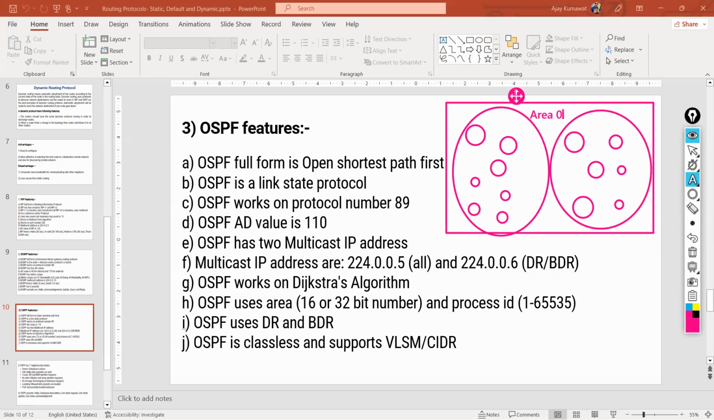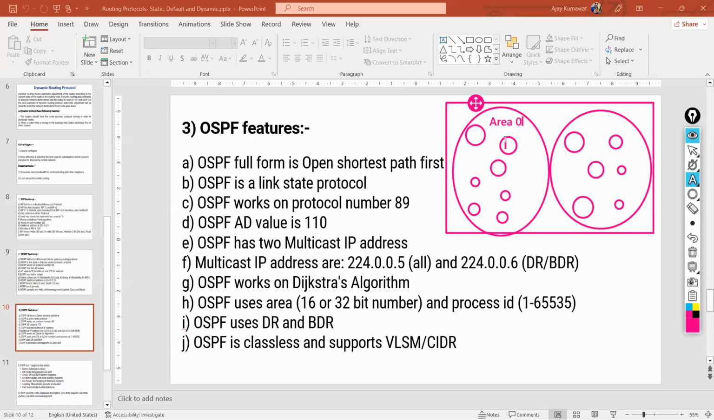There is an area which is known as area 0 and which has a special significance. Why? Because this area 0 is known as the backbone area. Now, like in our human body, what is the role of a backbone? What is the role of the backbone in the human body? Provide strength, right? And to keep the structure, right?